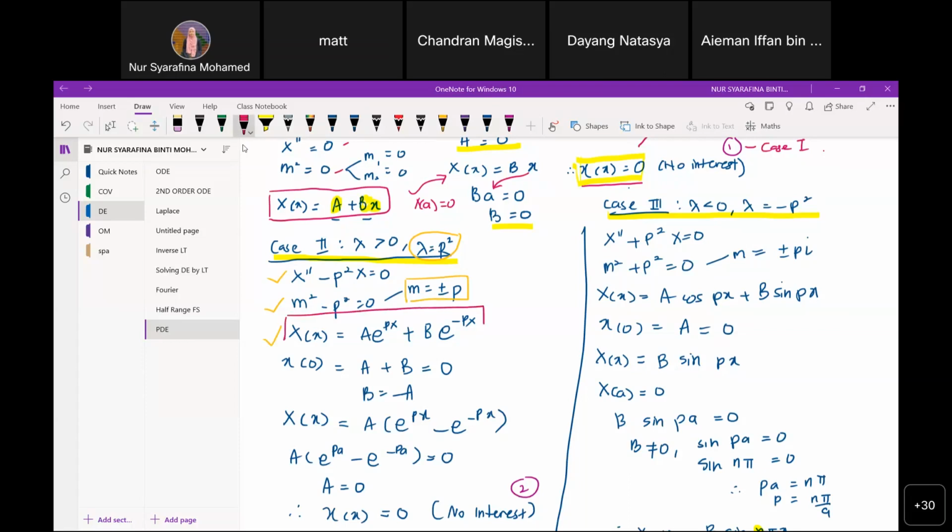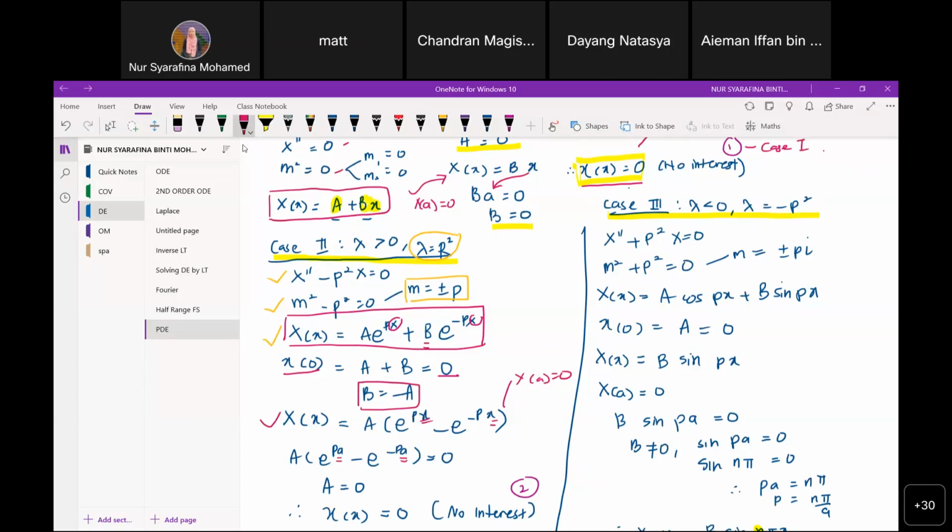Now, by using this solution, apply the condition. When X(0) equals 0, just substitute x here with 0, so it becomes A plus B equals 0, which gives you B equals minus A. Then we can have our solution X equals A(e^(px) minus e^(-px)). So apply the second condition, X(a) equals 0. So x here equals a now.